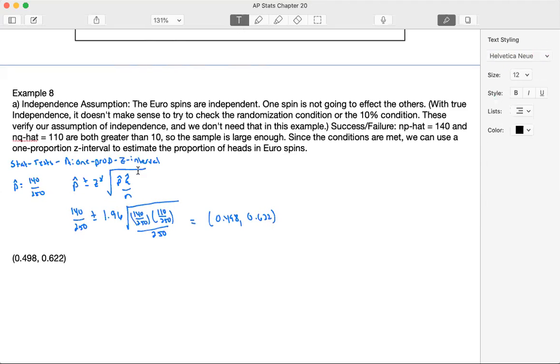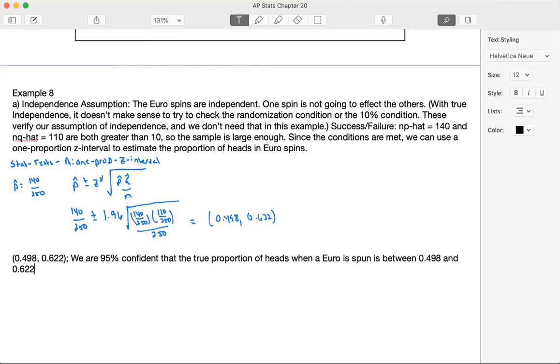Now remember, it's not enough to report your confidence interval. You have to explain what that says. So we would say the following: we are 95% confident that the true proportion of heads when a euro is spun is between 0.498 and 0.622. All right, that brings us to part B.